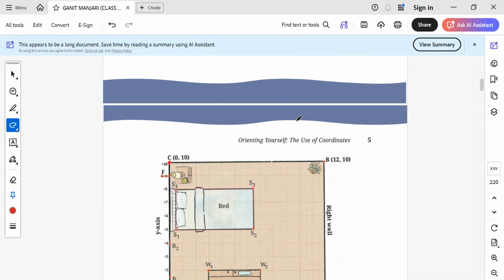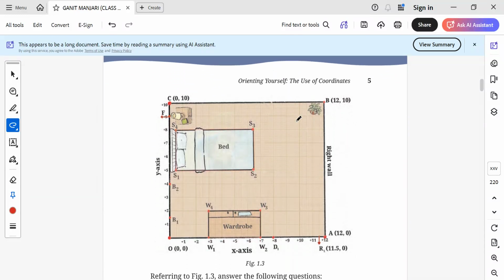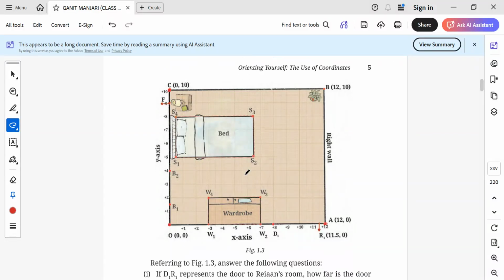Now this is a figure that is given to you. It is already given. So this is your x-axis. It is already mentioned. This is the y-axis. This is a bed. This is a wardrobe. Some symbols are given, like B1, B2, S1 and S2, all these things. Okay. We are starting from the first question.